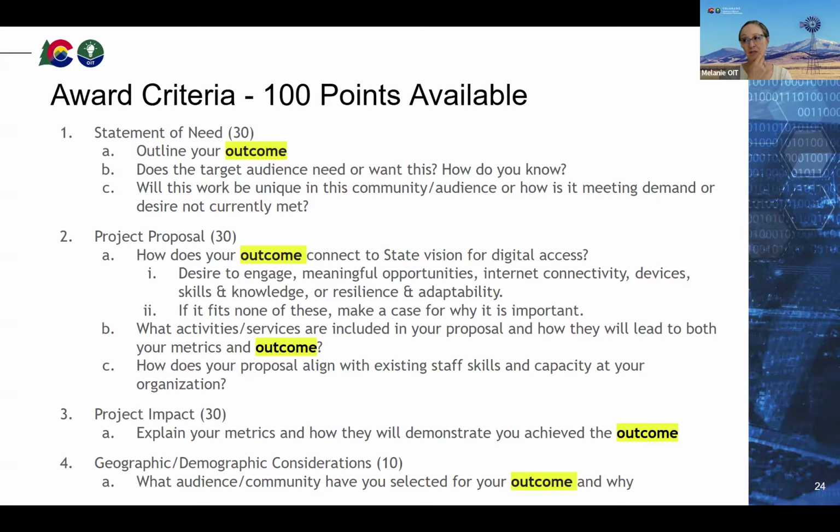And we also have a question about the total amount of funding available and if there's a maximum amount to be requested, given the 15% match.